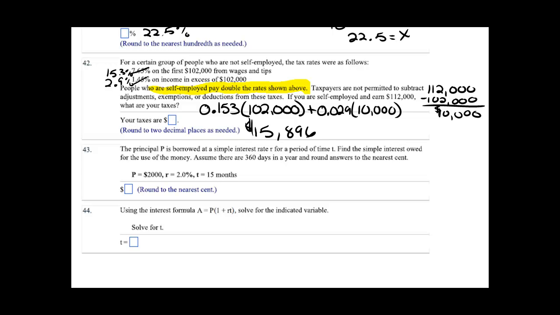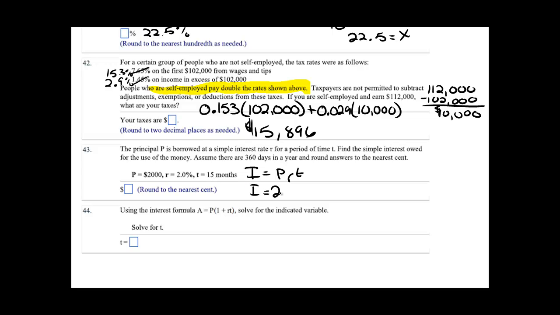Okay, for number 43, the principal P is borrowed at a simple interest rate R for a period of time T. Find the simple interest owed for the use of the money. Assume there are 360 days in a year, and round answers to the nearest cent. Well, if we look on our midterm formula sheet, we see simple interest is I equals PRT. And it gives us P, R, and T, so we're just going to plug that in.